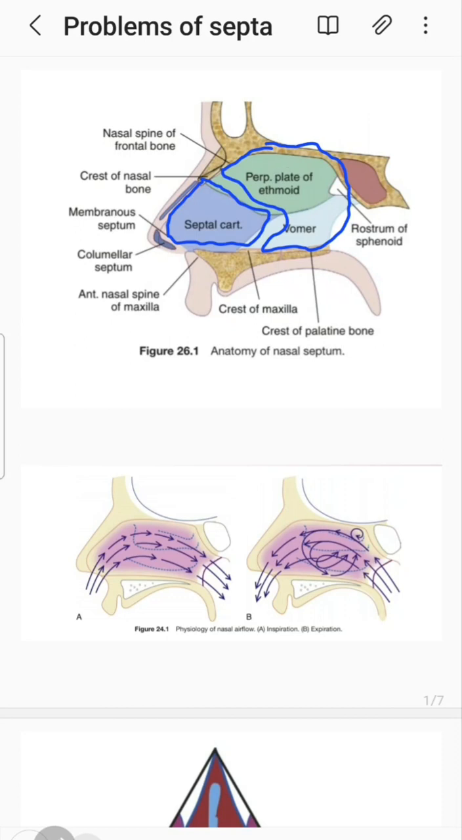So what is septal hematoma? It is basically a collection of blood under the perichondrium or the periosteum of the nasal septum. Mostly it is under the septal cartilage. This is the nasal septum, and this is, suppose, the mucoperichondrium of the nasal septum. The cartilage is generally an avascular structure, and it gains its blood supply from the mucoperichondrium.